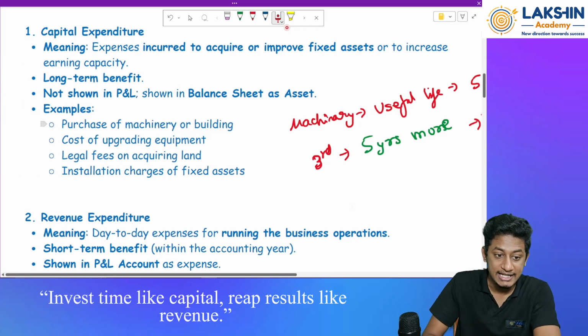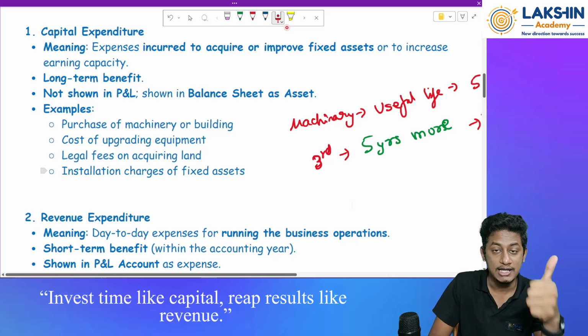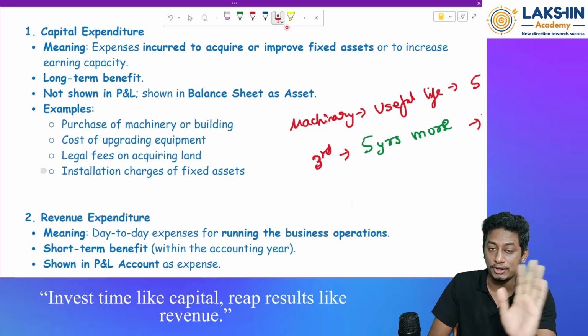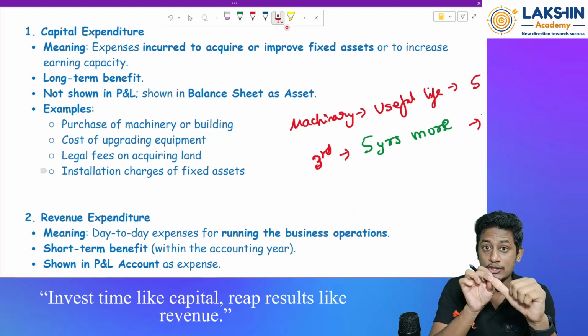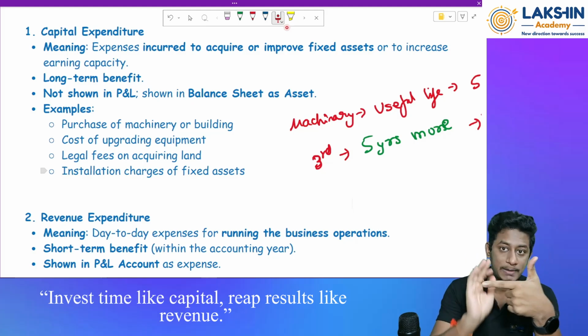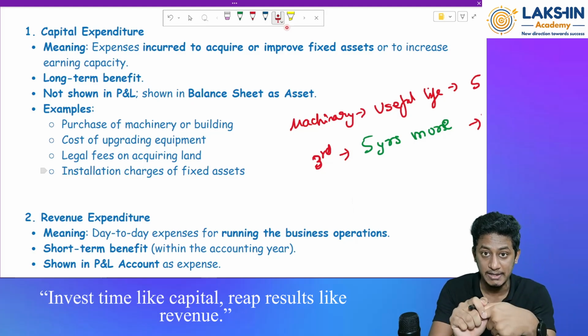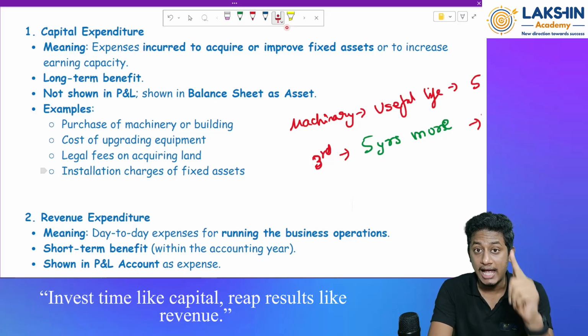So any legal expenses you pay for acquiring land. See, first of all, land is a fixed asset. I am not going to buy land again and again in the same financial year, so it will be a non-recurring expense. And once I buy the land, it will give me a long-term benefit. So whatever expenses I am incurring on purchasing the land is a capital expenditure.